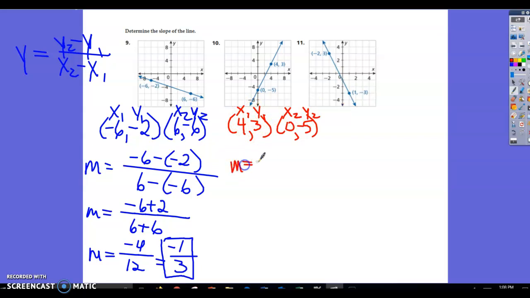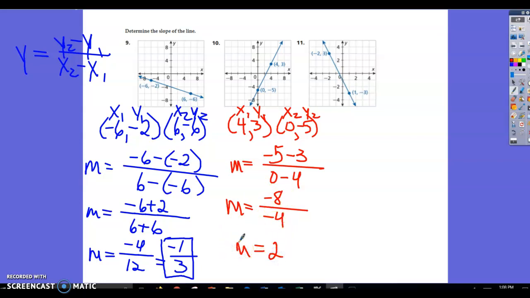Alright, so looking at the slope formula, -5 minus 3 over 0 minus 4. -5 minus 3 is -8 over -4. You divide two negatives, it becomes positive. 8 divided by 4 is 2. So the slope for the second one is 2.